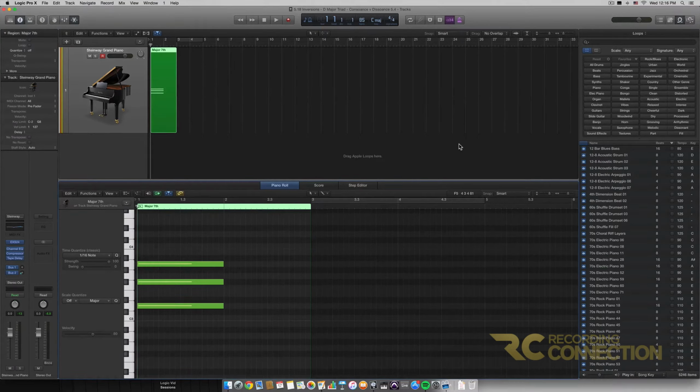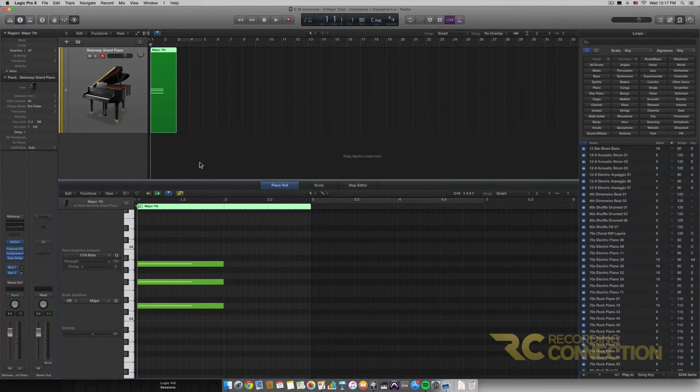Root position chords are spelled out with the root of the chord on the bottom, followed by the 3rd and the 5th stacked on top of it. Doesn't matter whether it's a minor chord, major chord, augmented chord, it doesn't matter. It just has to do with the positioning in relationship to its root.